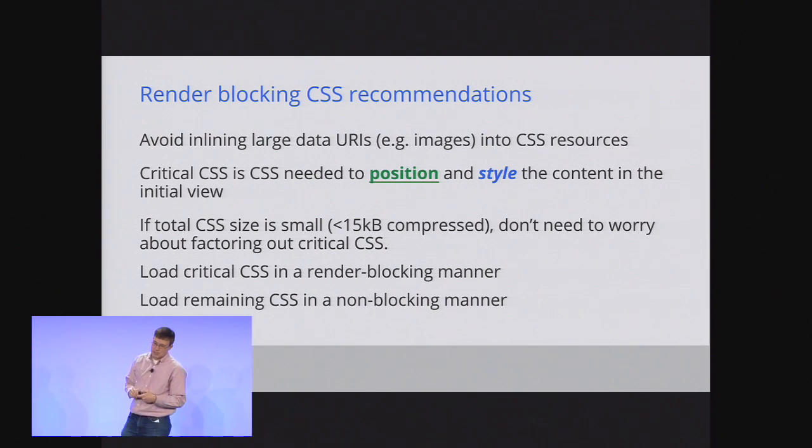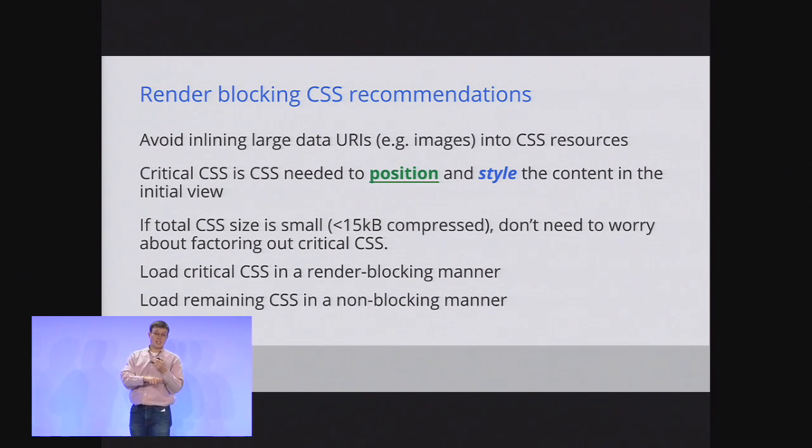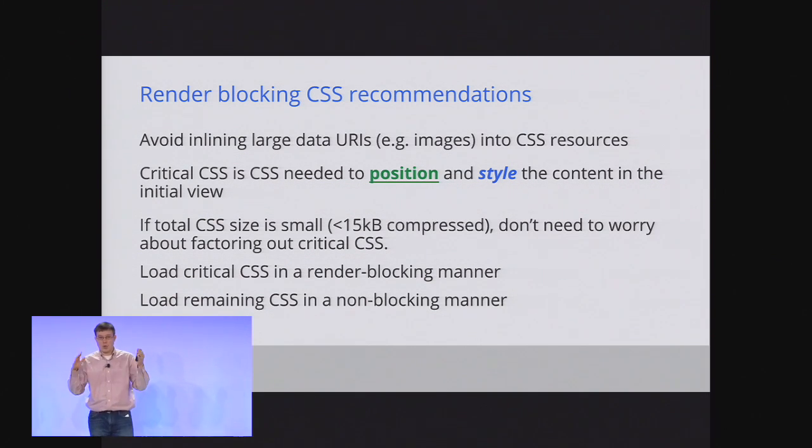Right, so some high-level recommendations for render blocking CSS. Avoid inlining data URIs, keep them external, and keep the CSS as small as possible. Critical CSS: keep that in mind and make sure you're focusing on only delivering that. But if you're hearing me talk about critical CSS and having to load some early and some late, that sounds like a lot of overhead. The good news is if your total CSS is reasonably small, say under 15K compressed, which might mean 45K uncompressed, it's probably small enough that you can just treat it all as critical. Don't worry about partitioning it out.